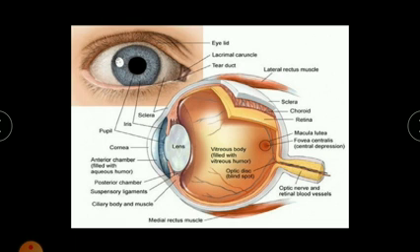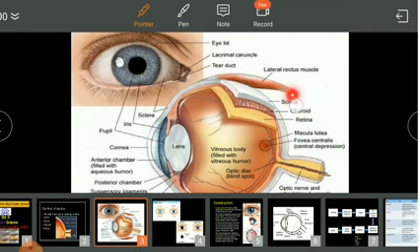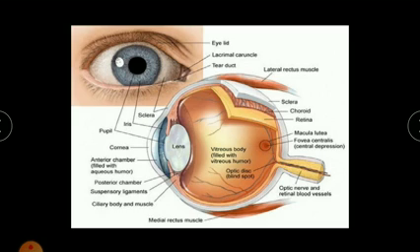As you can see, this is the front view of the human eye and this is the side view of the human eye. The human eye is 25 mm in diameter, which is approximately 1 inch. It is located inside the skull, in the human orbit. That skull cavity is known as the orbit. This is the side view of the human eye, and different parts are mentioned over here.